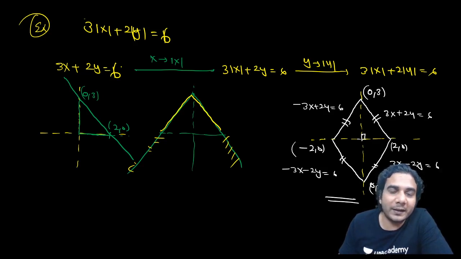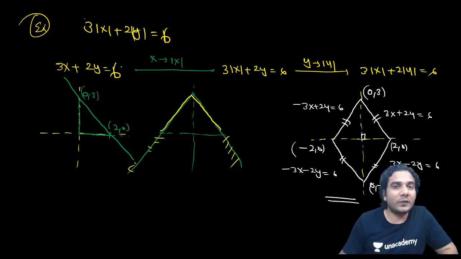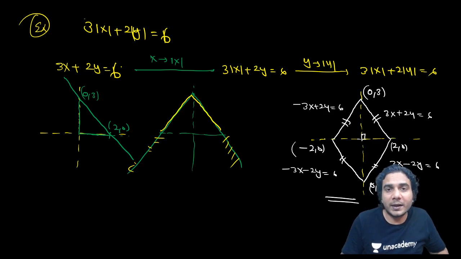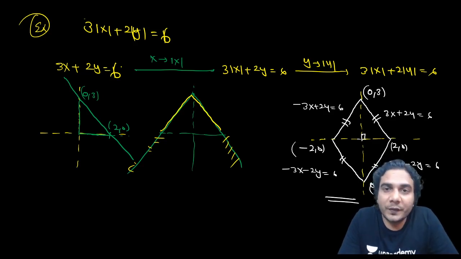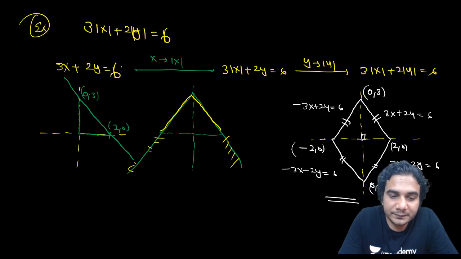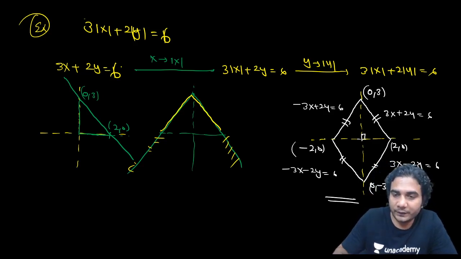I hope you are getting it, right? So when x is positive, you can write mod of x is equal to x. When y is positive, you can write mod of y is equal to y. But when x is negative, you need to write mod of x is equal to minus x. And when y is negative, you need to write mod of y is equal to minus y. So according to quadrants, you can replace mod of x and mod of y by these values. All right. I hope you have got it.